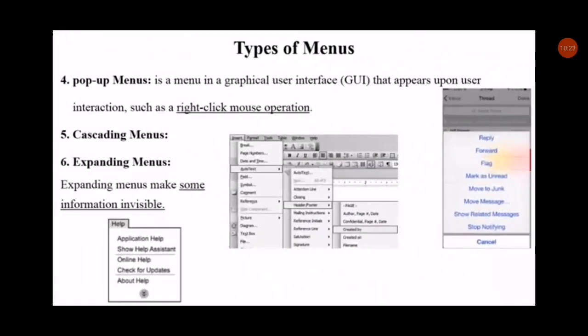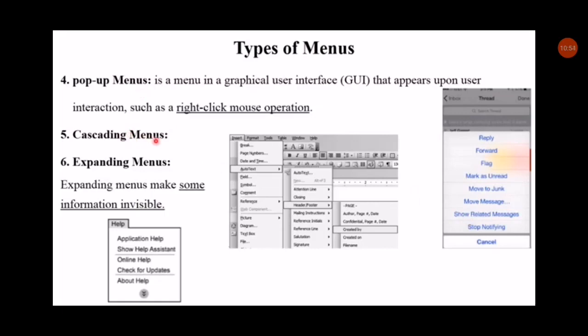Next. The next type of menu is pop-up menu. A pop-up menu is generally a graphical user interface that appears upon user interaction, such as right-click mouse operations. See here, when you want to send a particular message, these options are available, like reply, forward, flag, etc. So a pop-up menu is a graphical interface that suddenly appears on your screen, right? This is called a pop-up menu.